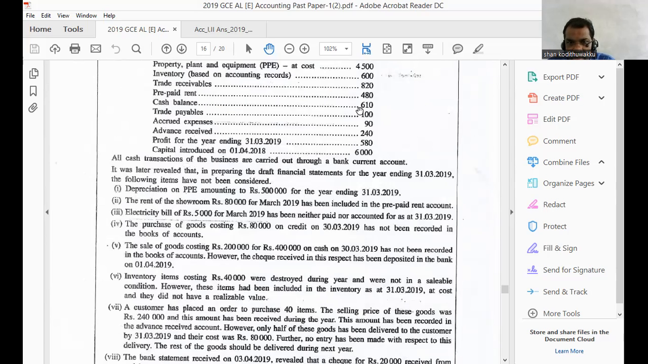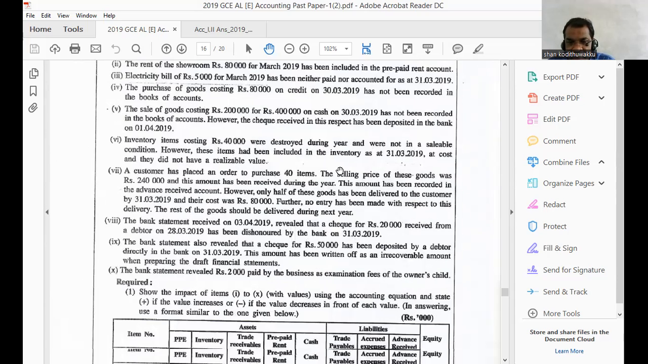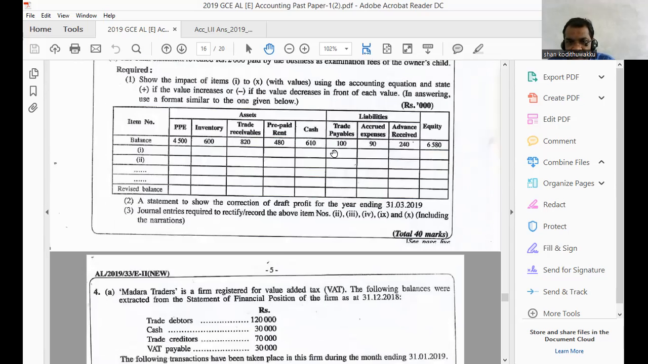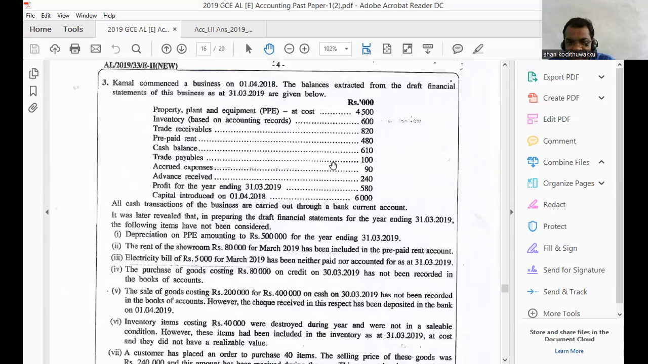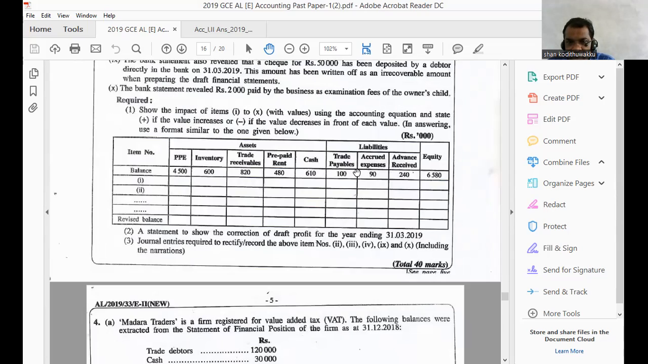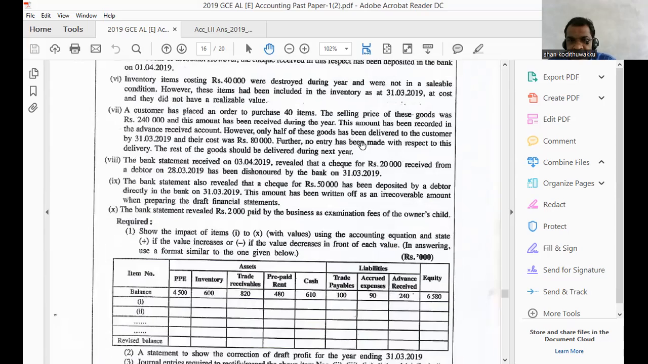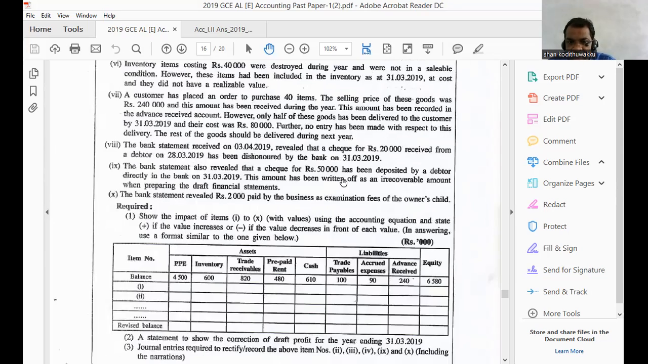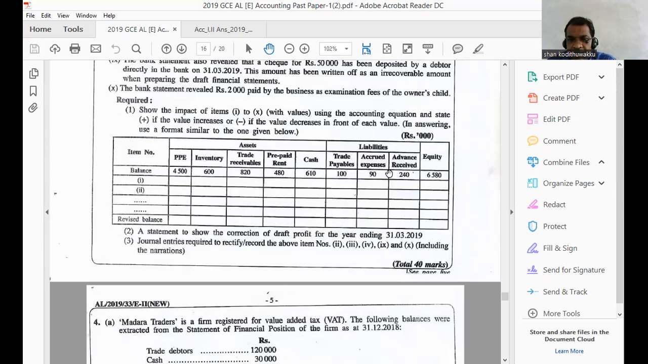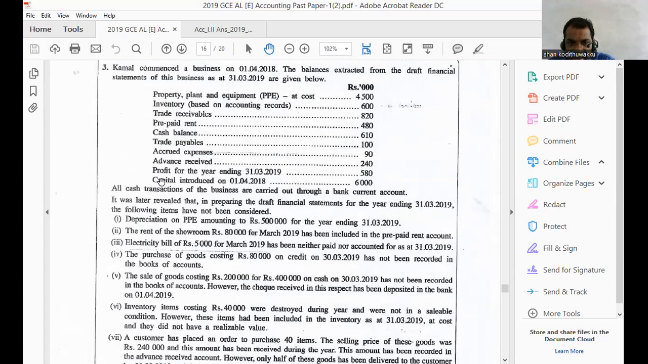Then next item, trade payables 100. Then under liability, first item, trade payables 100, they have put. The next item, accrued expenses 90, they have recorded. Advance received also 240. That is also a liability. When they purchase their goods, really, they can set off the advance given to the business. The last item, capital introduced on 1st April 2018. That is the beginning capital, opening capital 6,000.